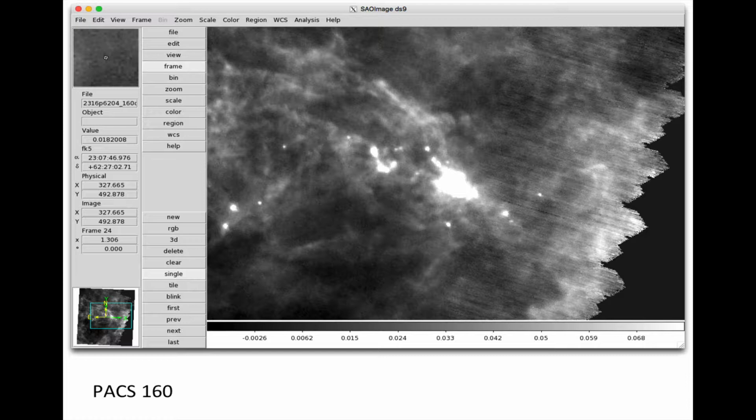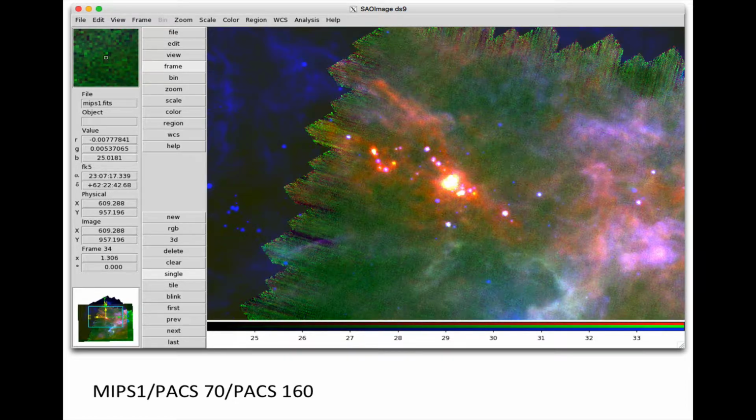There's not a ton of point sources. That's trying to combine 24 micron from MIPS, the 70 micron from PACS, and the 160 micron from PACS. Here again, the nebulosity is bright in the red because it's attached to the longer wavelengths, and the blue is the shortest wavelengths here. So there are some sources that are only blue. They're not detected at the longer wavelengths.